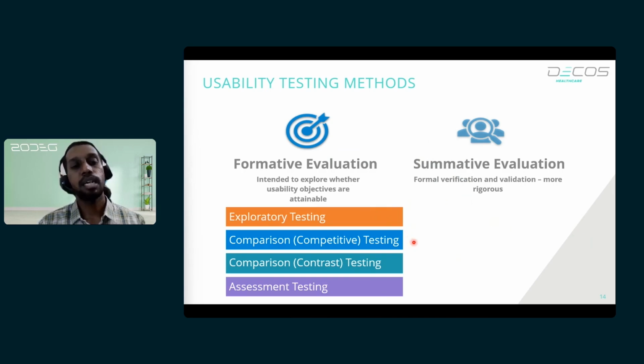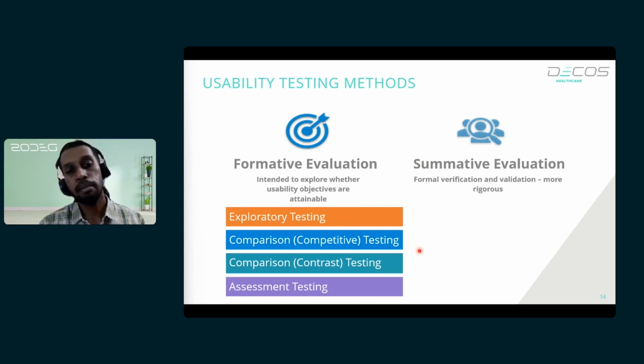And next we'll be terming it comparison or competitive testing, where we'll be gathering data from competitive devices. So here we'll be minimizing the user errors that are occurring in competitive devices, taking into consideration those user errors and how these inputs can be minimized in our design. So we'll be extracting that data from this comparison testing.